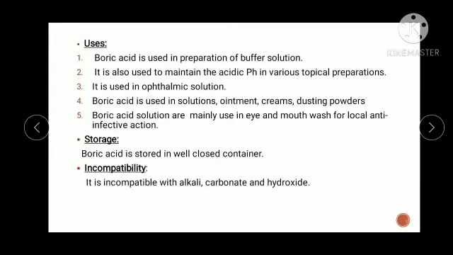Next point is the storage. It is stored in a well closed container and it is incompatible with alkali, carbonate and hydroxide.